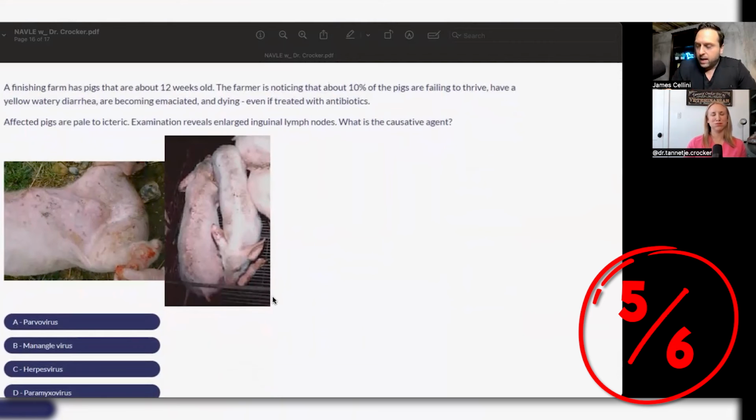Okay, last one. You got an 83, you're 5 for 6. A finishing farm has pigs that are about 12 weeks old. The farmer is noticing that about 10% of the pigs are failing to thrive. They have yellow, watery diarrhea. They are emaciated and dying, even if treated with antibiotics. Affected pigs are pale to icteric. Exam reveals enlarged inguinal lymph nodes. Well, that helps. What is the causative agent?